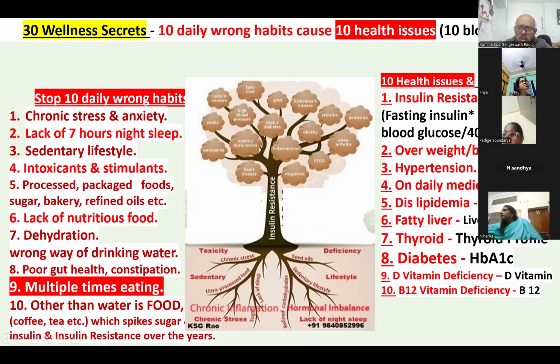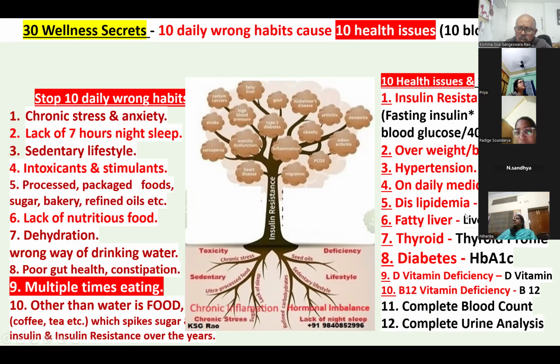Right? Now, complete blood count, this will tell about your hemoglobin, iron deficiency and all that. Urine analysis also will be done. These are the 10 blood tests. The black color ones are tests. Fasting insulin, fasting blood glucose, lipid profile, liver function, thyroid profile, HbA1c, D vitamin, B12, complete blood count, complete urine analysis. These are the 10 blood tests you should do. By doing these 10 blood tests, we can find out these 10 health problems.